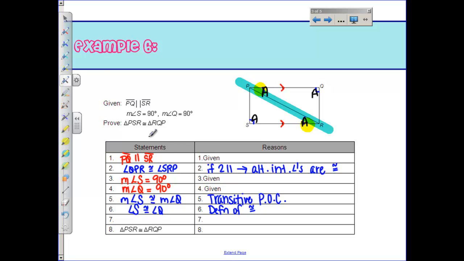Oh, you see it. I know you see it. One more time. Not PQ, let me get my letters straight. PR is congruent to itself by the reflexive property of congruence. And still I can't spell. By the reflexive property of congruence.